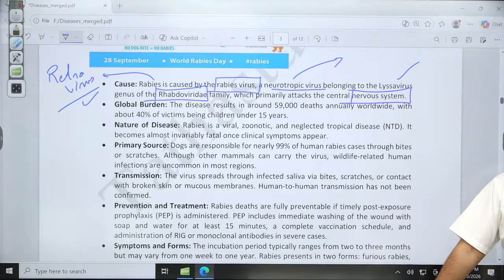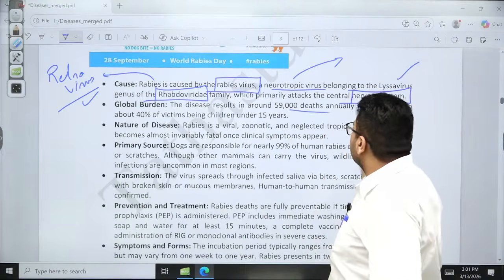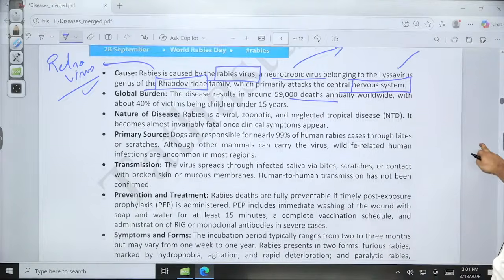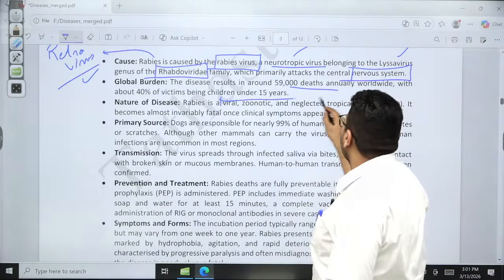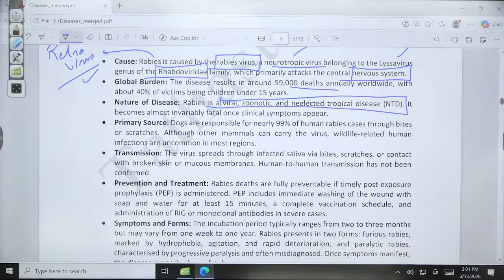The idea is that the virus will require the human body for multiplication. Only once it enters the human blood is it able to reproduce. Global burden: diseases result in about this, ये हमने देखा है कि deaths हो जाती है. Now rabies is a viral zoonotic and neglected entity. Why is it considered a neglected entity? Because, as we have already seen, it is affecting the poor population of the country. That means the disease can be prevented, but it is not prevented. The disease has been neglected by the government, by the state. Hence it is considered a neglected entity.